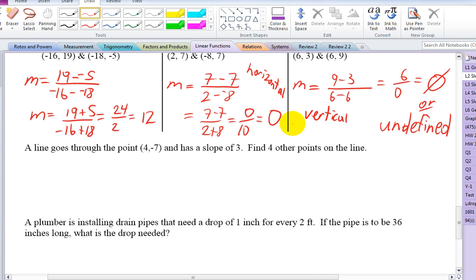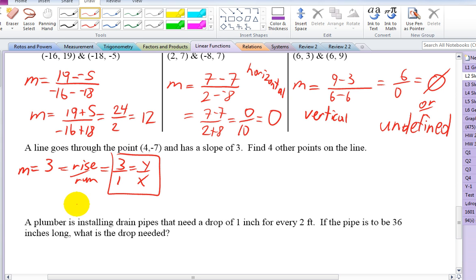Okay, next one, m equals 3. That equals rise over run, so it would be 3 over 1. And remember, that's your y and your x value, your changes. So what this means is that if you change x by +1, then y changes by how much? +3.